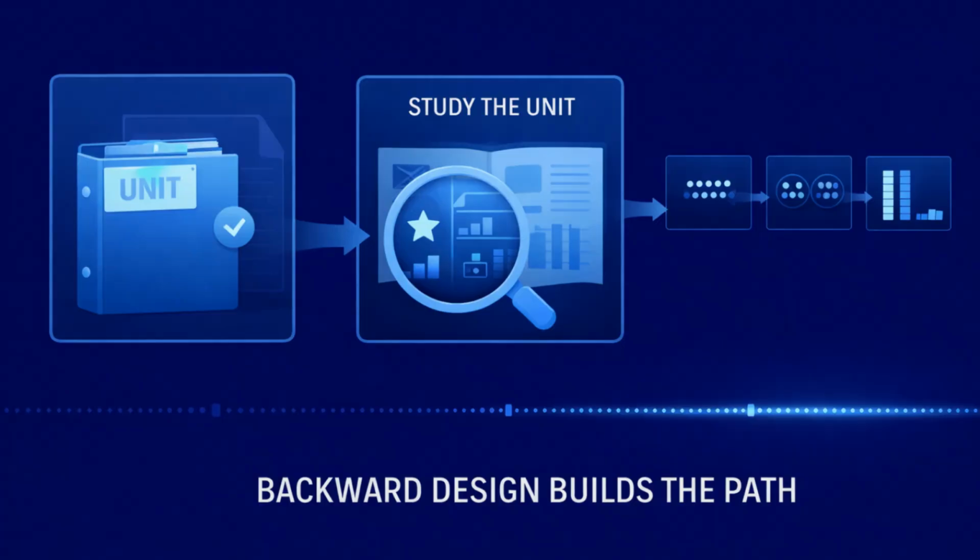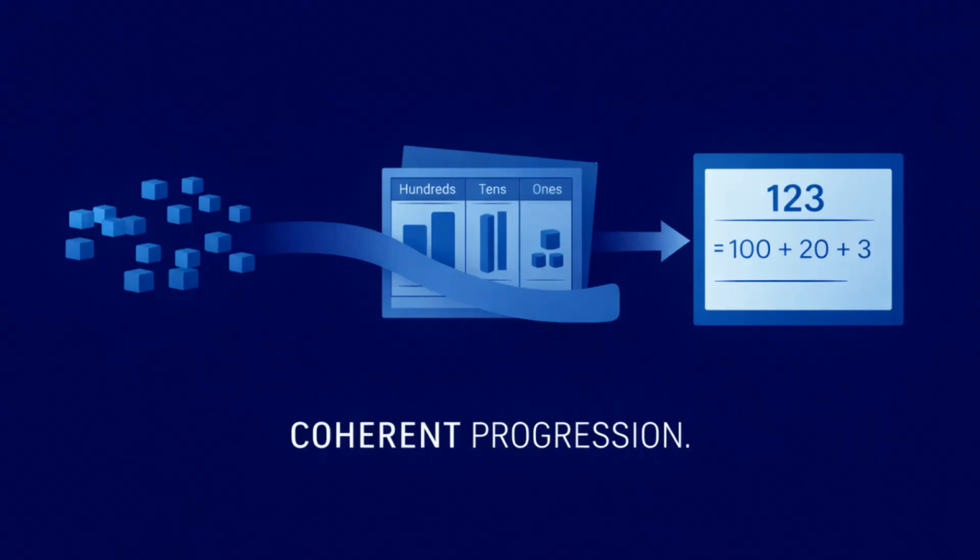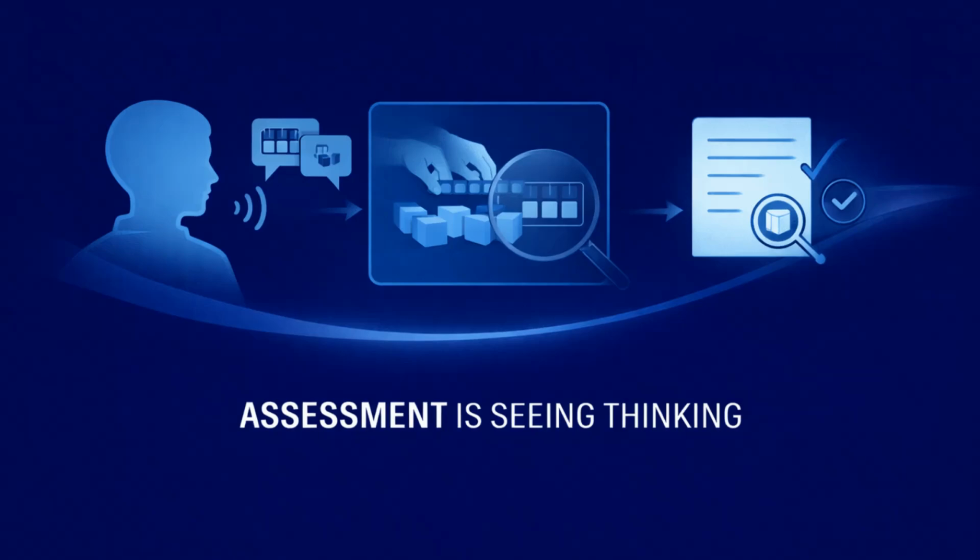Instead, it involves studying the unit carefully to understand the central mathematical ideas, how lessons are sequenced, and how representations evolve over time. For example, a unit may begin with counting and grouping objects, move into drawings and place value charts, and eventually connect those ideas to written numbers and equations. Seeing this progression helps teachers maintain coherence across lessons. Assessment is a critical part of this work. In mathematics, assessment is not just about checking answers.